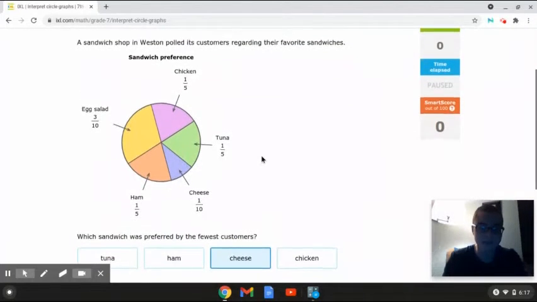So the answer for this problem is cheese, because we took a look at the circle graph and saw that 3 of the 4 choices were 20% and 1 was 10%, and 10% is less than 20%, so therefore it had to be cheese. And that is how to solve this problem. So let's hop on to another one.